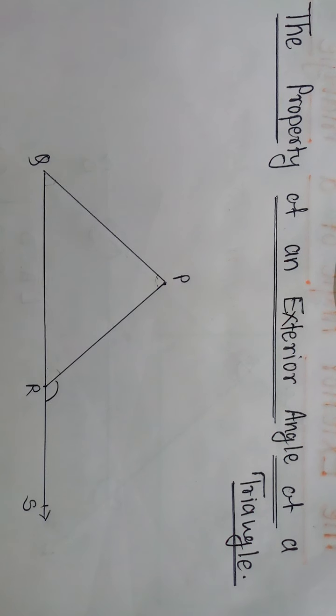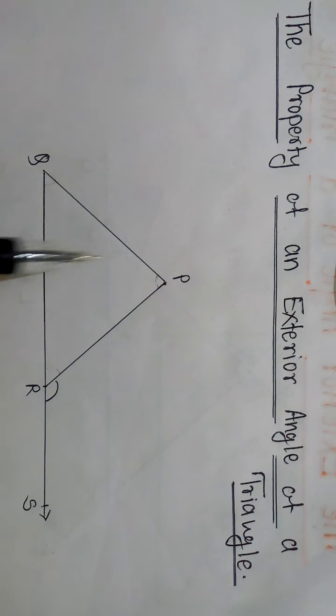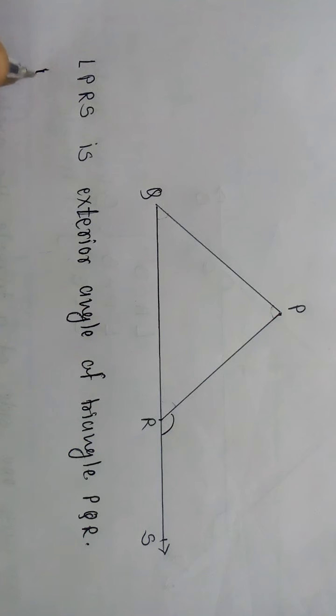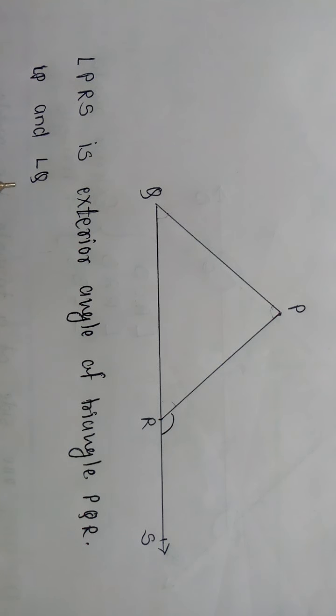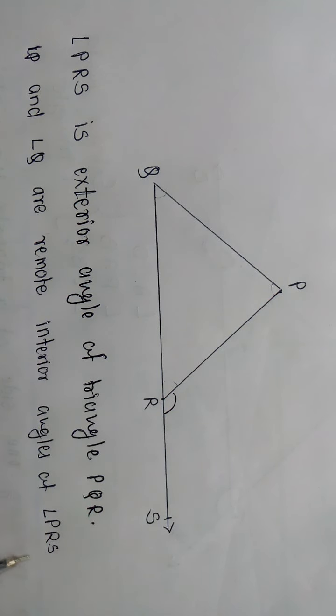But here angle P and angle Q are remote interior angles of the triangle. Means what? These two angles, angle P and angle Q, are further away from this angle PRS. So they are called remote interior angles of triangle PRS, meaning this angle. So here I will write: measure of angle P and angle Q are remote interior angles of the triangle and of angle PRS.